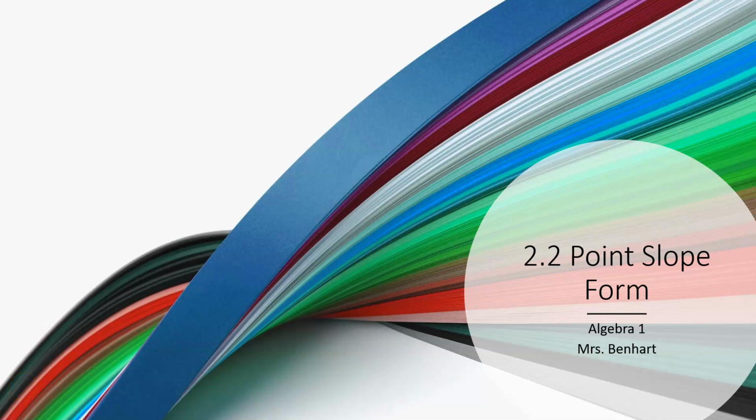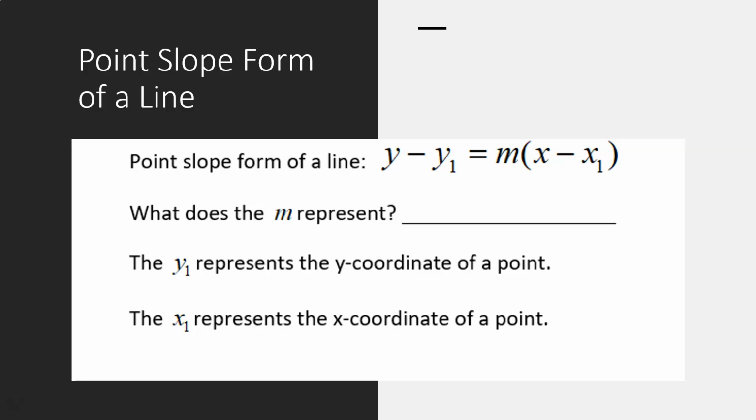Okay, this is section 2.2. It's point slope form, an additional form of a linear equation. Yesterday we talked about slope intercept form. So this is point slope form: y minus y1 equals m quantity x minus x sub 1.